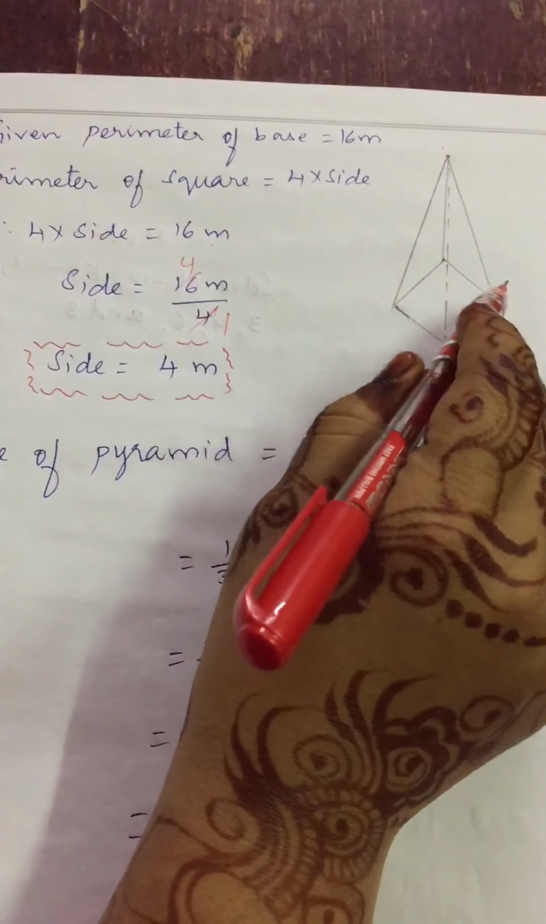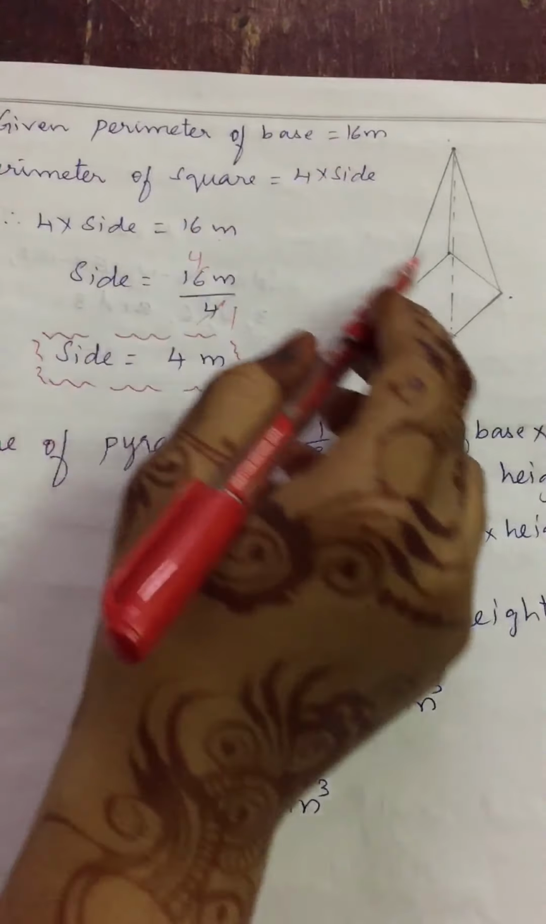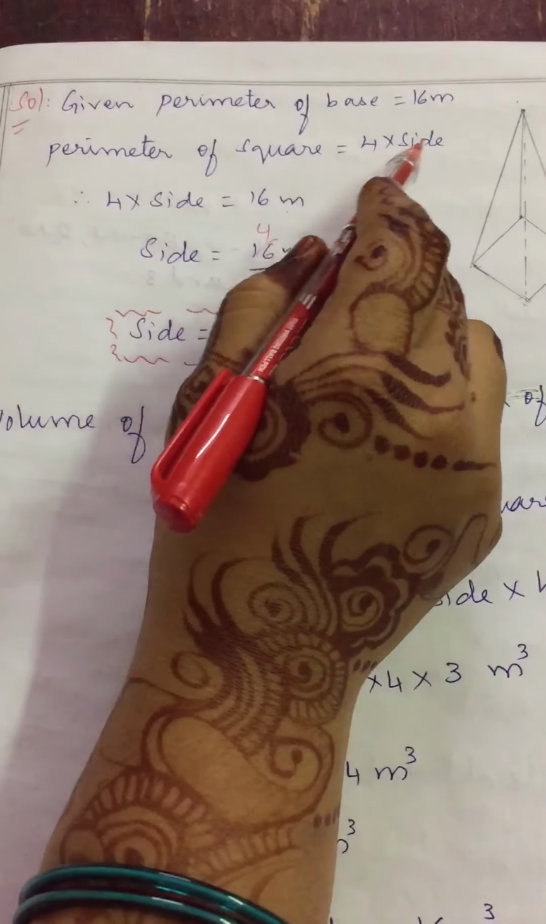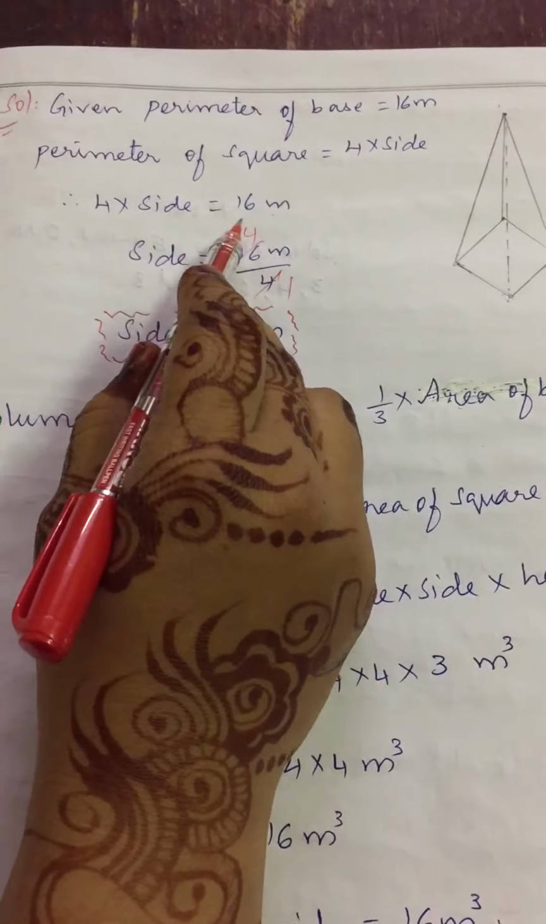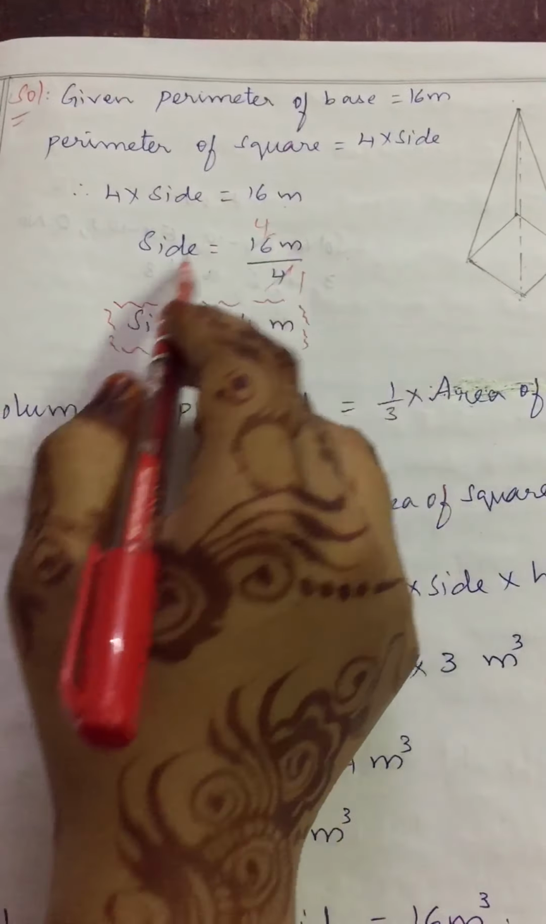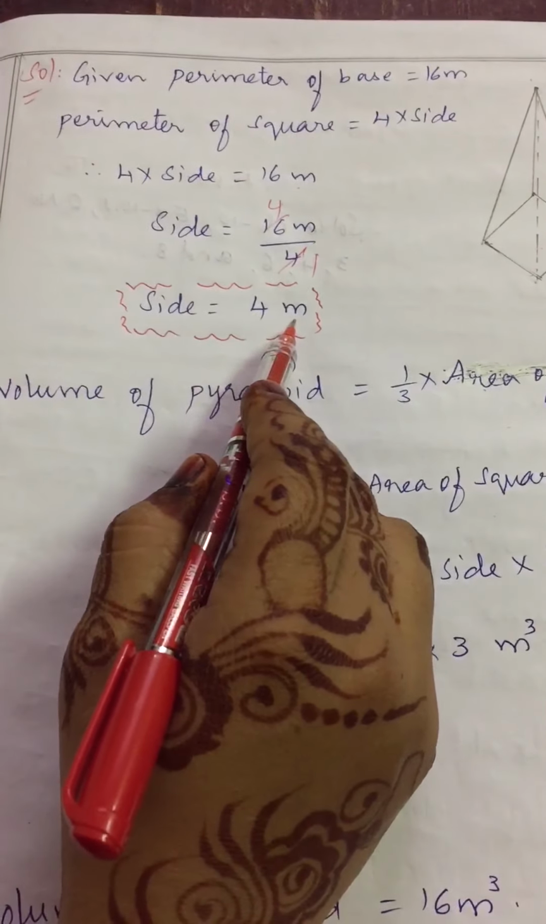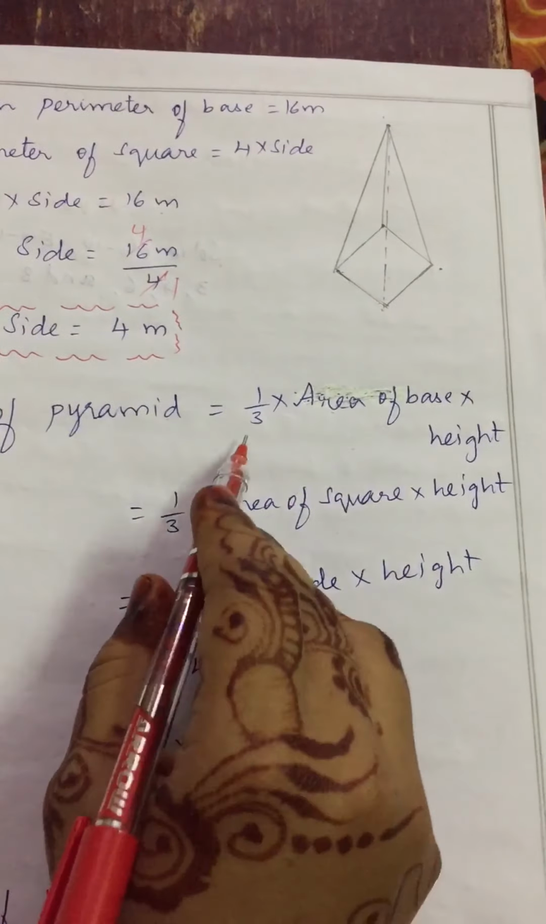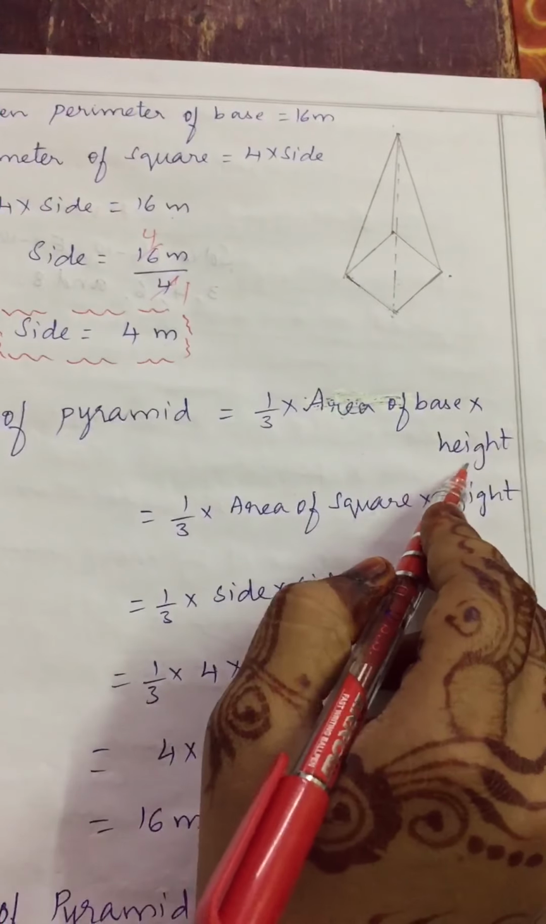Perimeter is nothing but sum of the length of these sides. That is nothing but square perimeter. Perimeter of square formula is 4 into side. 4 into side he mentioned 16 meter. We are doing that. So side we got 4 meter. Clear, children? Now volume of pyramid formula is 1 by 3 into area of base into height.